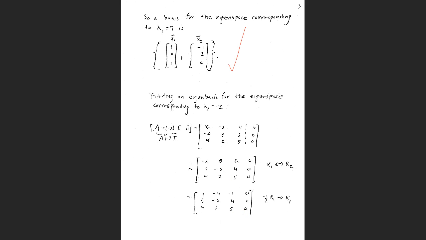Then what I have to do is find an eigenbasis for lambda 2 equals negative 2. Okay, so I'll give you a moment to copy this page down.